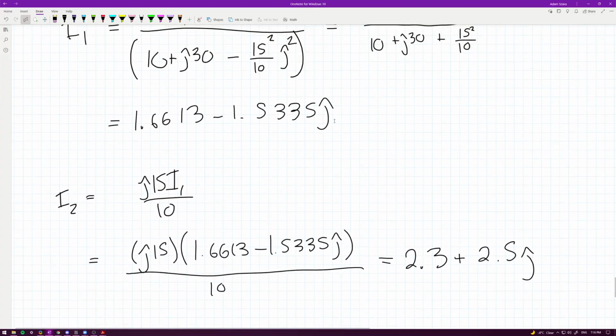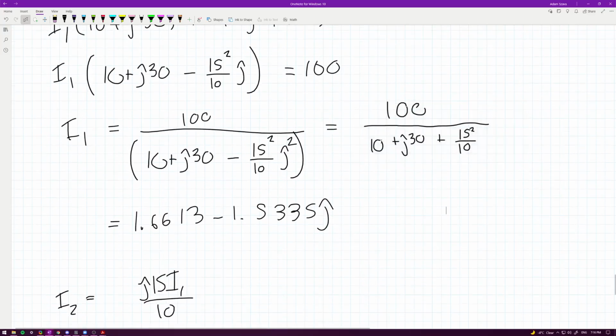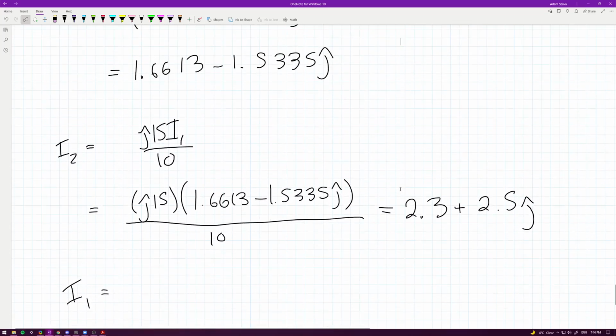What happened to the J squared before you plugged in calculator for I1? I plugged this into the calculator. That's what I plugged in. So the J squared became -1 and just turned that positive. That term right there is positive, because -1 times negative. Make sense? Okay, sounds good.